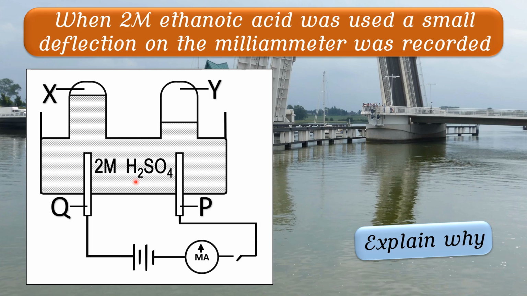And they want us to explain why it is like that. Why is it that when we use 2 molar ethanoic acid, only a small deflection on the millimeter is recorded? Why is it small?